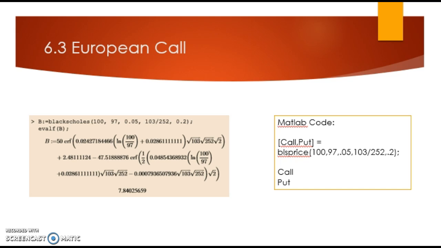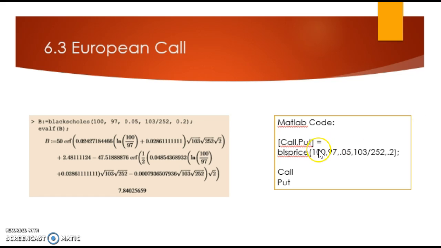This is referring to the European way of doing stocks, and the way that the stock market works in Europe is different than the United States. I don't have enough time to go into that, but just know that that is true.